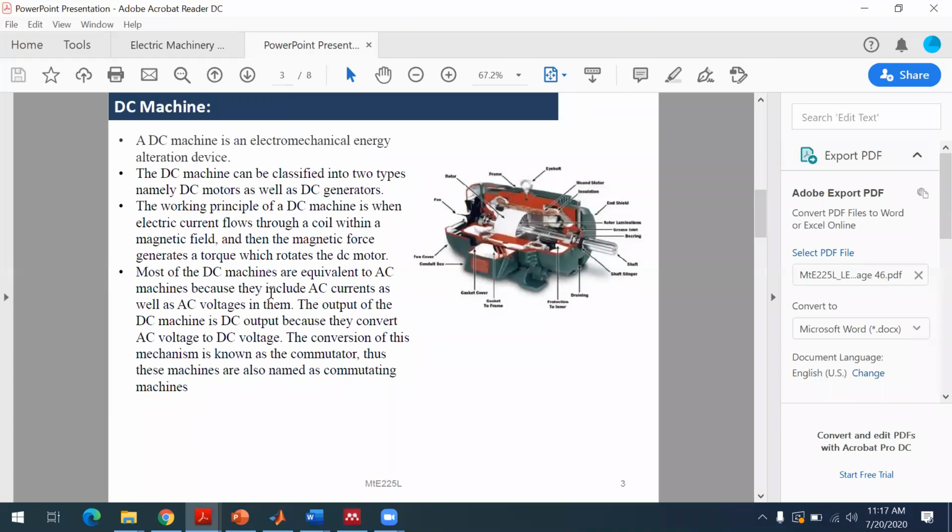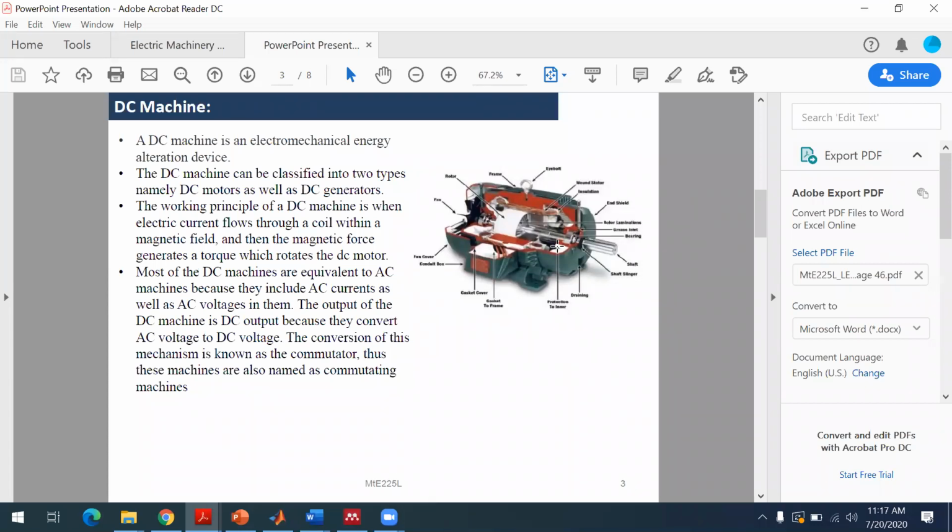A DC machine is an electromechanical device. It can be classified into two types, DC motors or generators, right? The working principle is quite easy: when current passes through a coil within a magnetic field, the magnetic force generates torque, which ultimately rotates the DC motor, right?